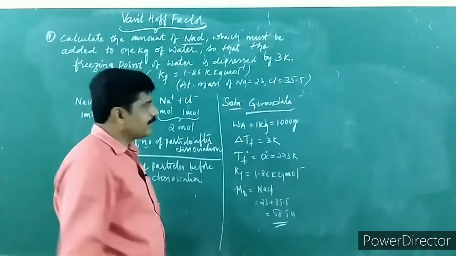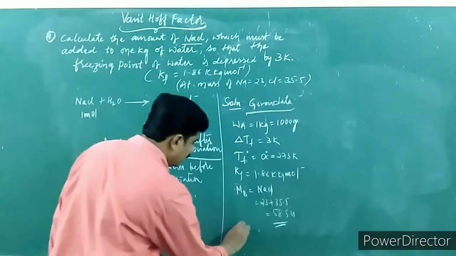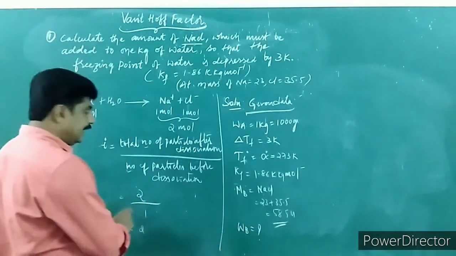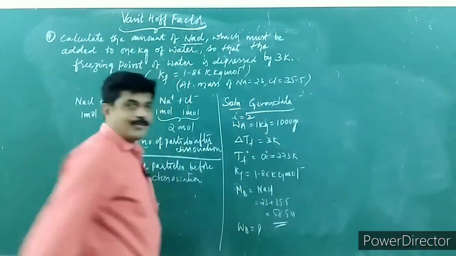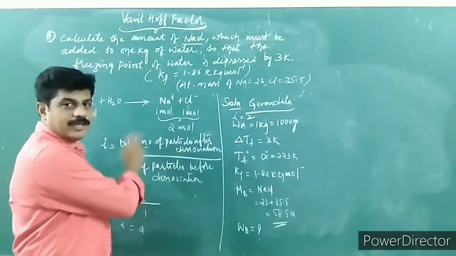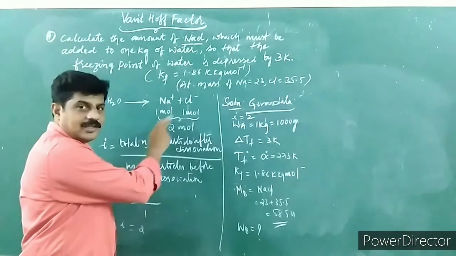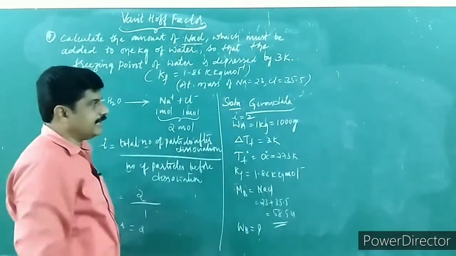Right? Now, what are they asking here? They are asking to find out WB. And you know what I is here? I is equal to 2. Why? The Van 't Hoff factor for sodium chloride is equal to 2 because each particle of sodium chloride dissociates in water to give 2 particles, one Na plus and one Cl minus.